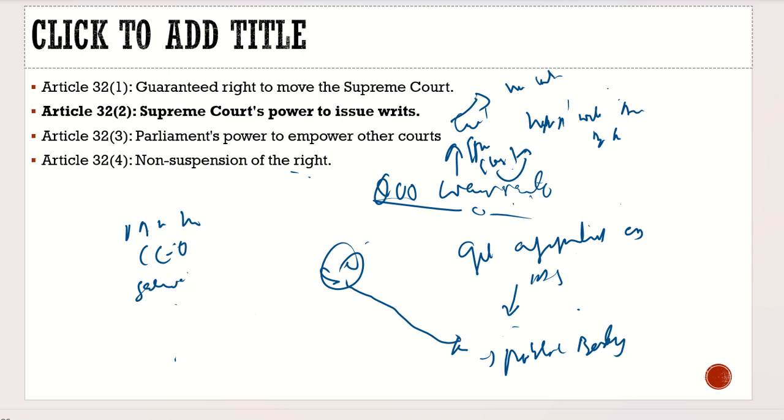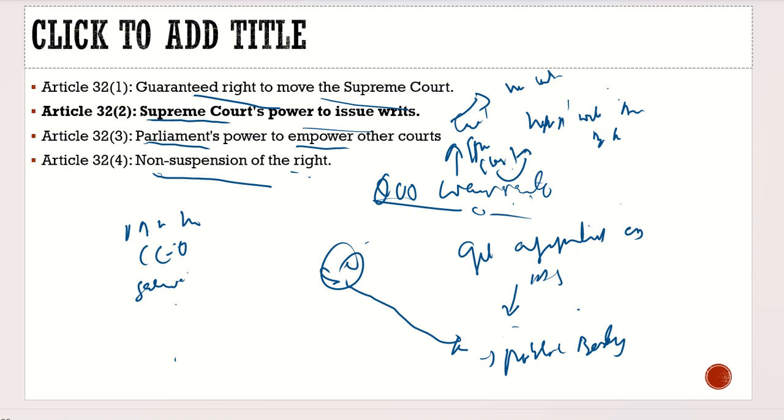These are the writs which are given to the Supreme Court. Now what is the third? This is what Article 32(1) says. It guarantees the right to move to the Supreme Court. Article 32 clause 2 says the Supreme Court's power to issue writs. We discussed these writs. I hope they are very much clear. Article 32 clause 3 says Parliament's power to empower other courts. Parliament can empower other courts with respect to certain powers, to take particular cases, or they can empower the tribunals for that. And Article 32 clause 4, no suspension of the right. These are given under Article 32.